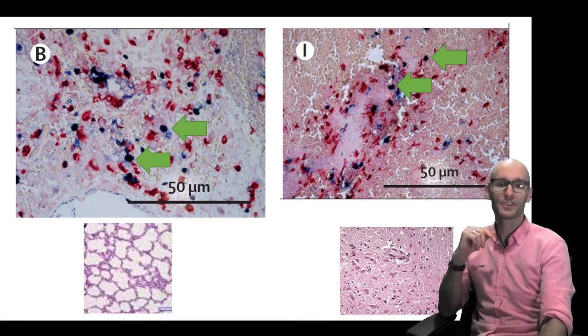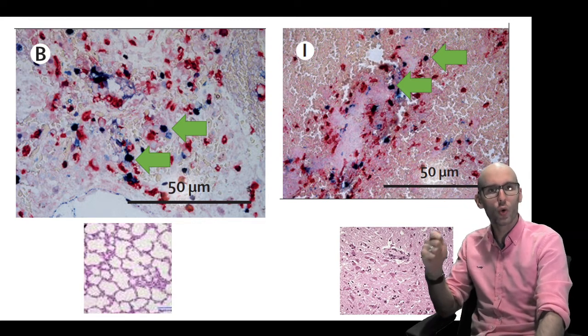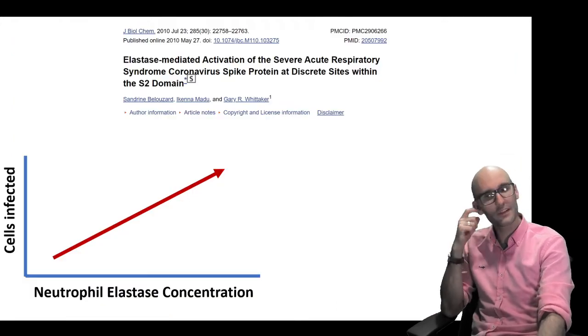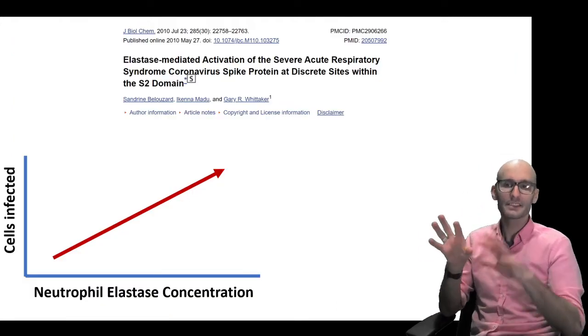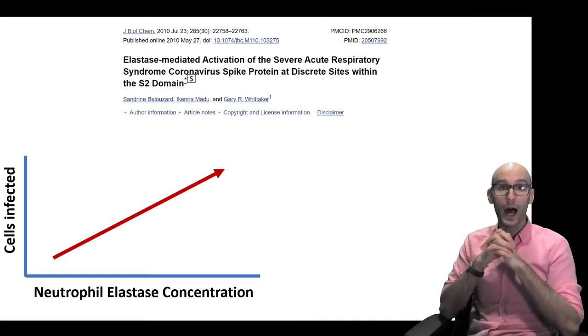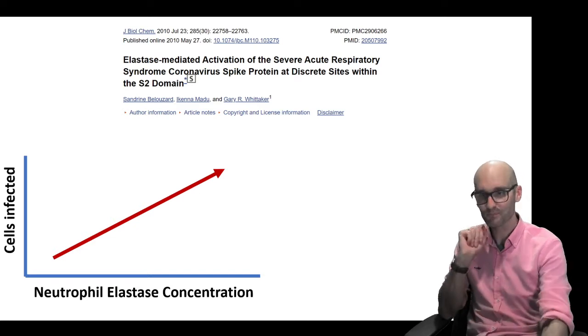But are they? So now we need to do some animal experiments to look at causal relationships between neutrophil activity and SARS-CoV-2. And this is where things get interesting. Now, this is just a summary graph from this paper. This is dealing with SARS-CoV-1, but it has very similar cell entry mechanisms.